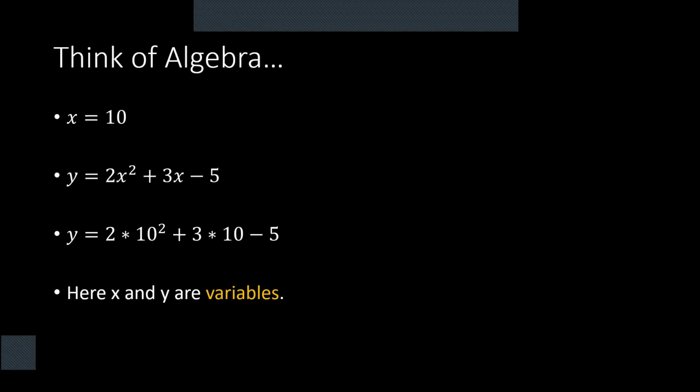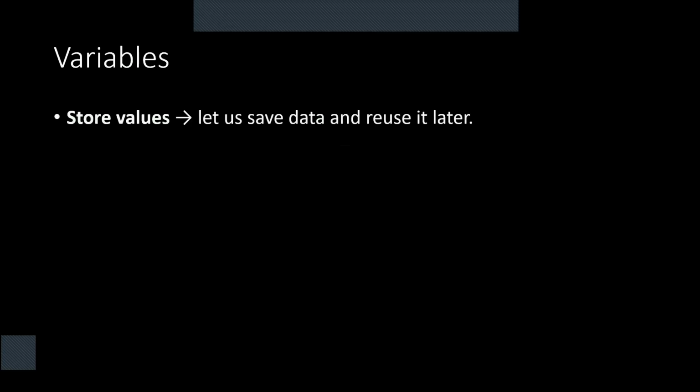In programming, the same thing can happen, and there you will treat x and y as variables because they can store values. Variables can store values and let us save data so that we can reuse it later on. Once you store some value into the variable, you can use that variable anywhere in your program without writing the value that you are putting into it every time.